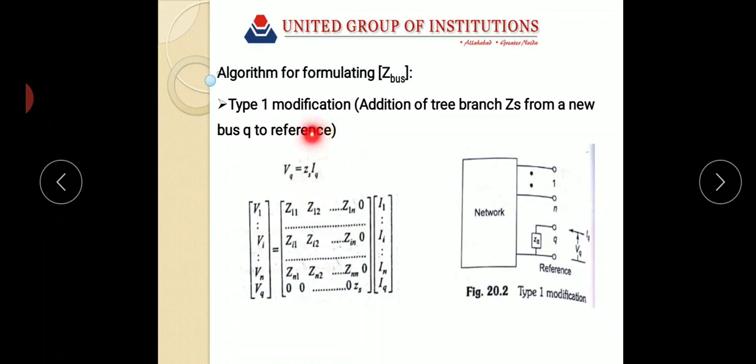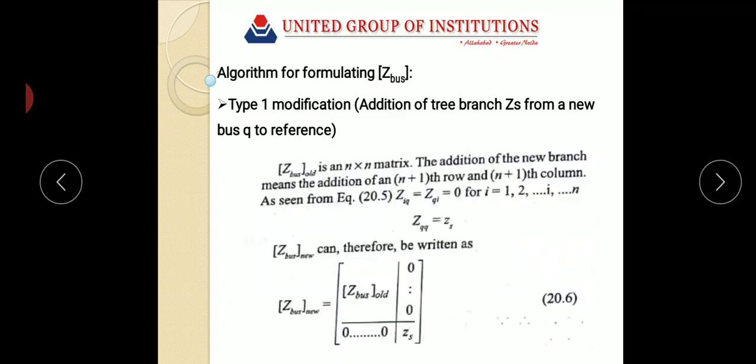So from this equation, the set of equation 20.1 as in the previous slide gives the following complete set of equations. Okay. V1, V2, Vi up to VQ is equal to Z11, Z12, Z1n and 0. And finally 0, 0, Zs, I1, I2 up to IQ. Okay. Z bus old is an n cross n matrix. The addition of the new branch means the addition of n plus 1th row and n plus 1th column.